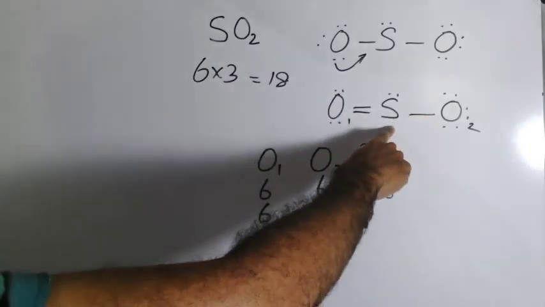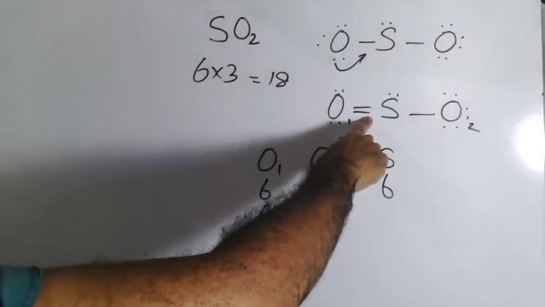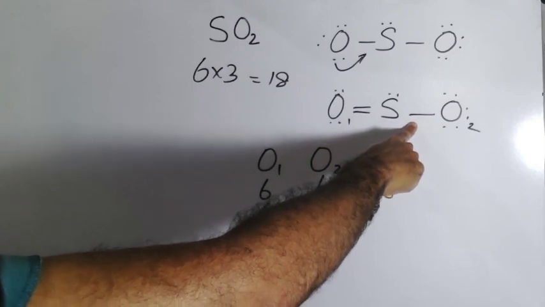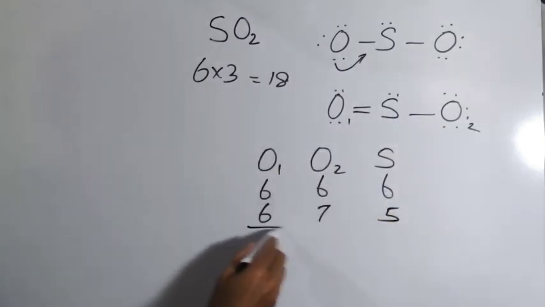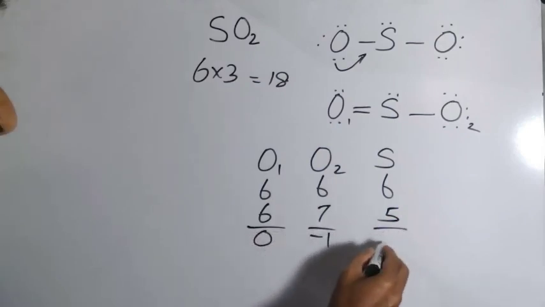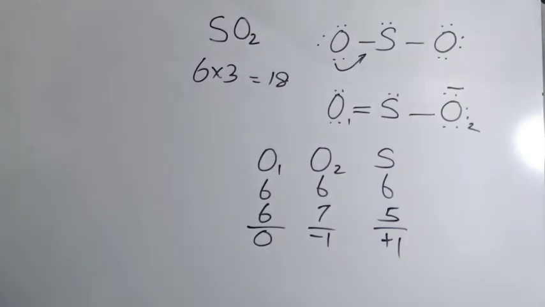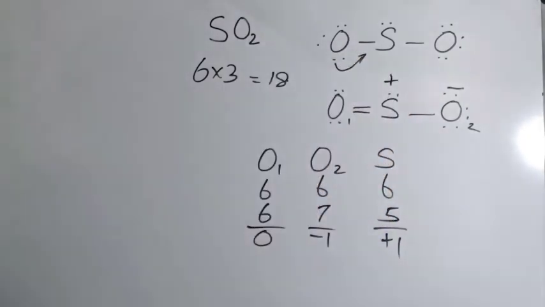When you come to this sulfur atom, 2 from the lone pair, 2 from the bonding pair, 1 from the bonding pair. It means 5. So the formal charges are 0, minus 1, plus 1. The second oxygen atom should bear the negative charge and the center sulfur atom should bear the plus charge.